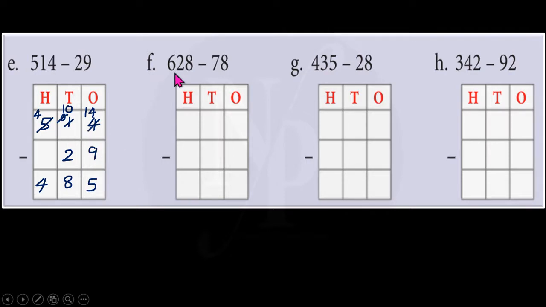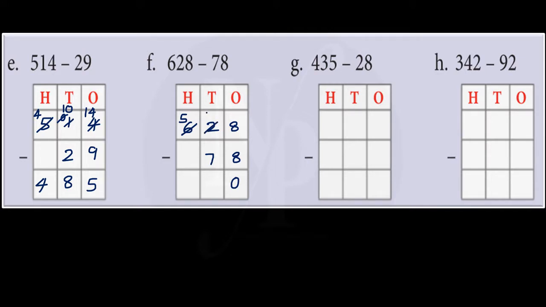F, 628 minus 78. So we write 628 and 78 in this place values table. Subtracting 8 ones from 8 ones, we get 0. And subtracting 7 tens from 2 tens is not possible. So we regroup by making 6 hundreds as 5 hundreds, and we borrow 100 to the tens column.